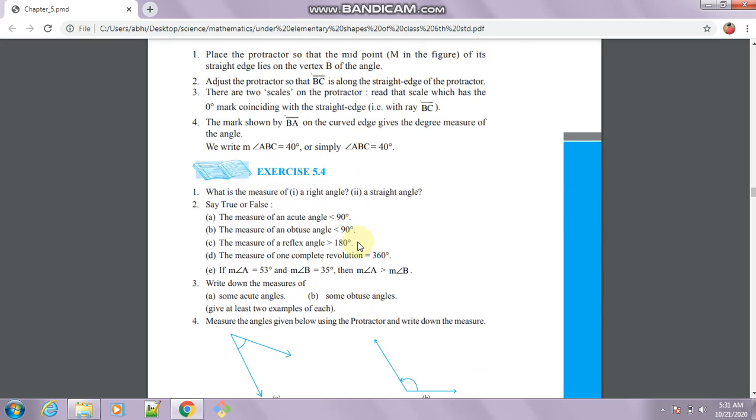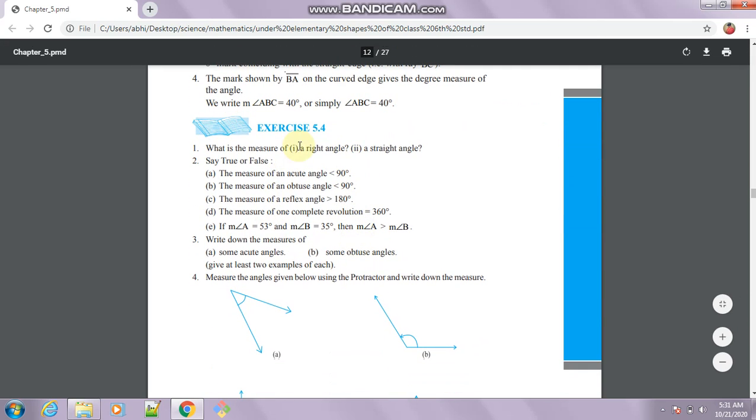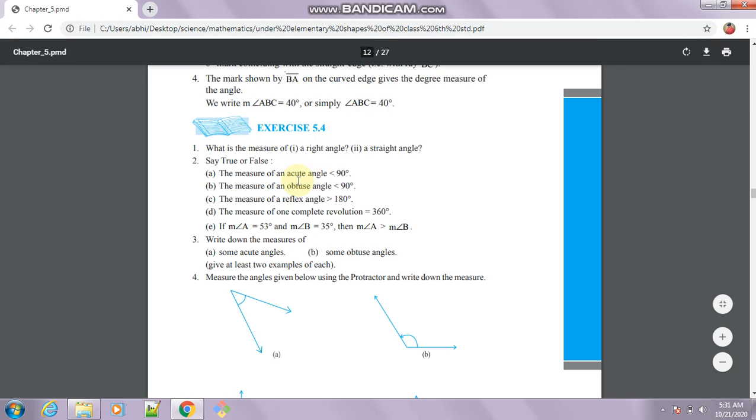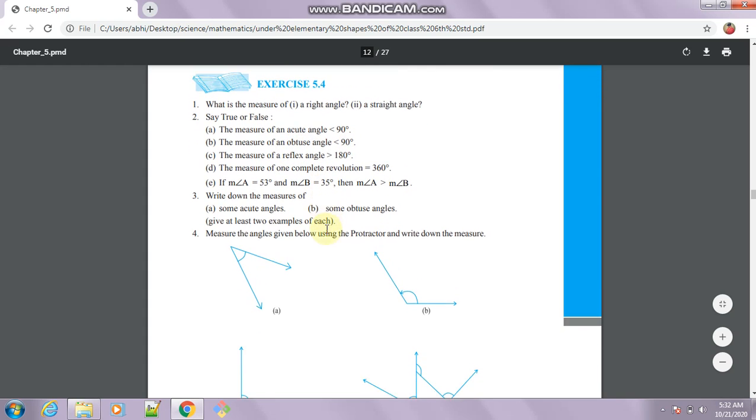Okay. Based on this, we have an exercise. What is the measure of right angle and straight angle? Right angle means how many degrees? Yes, it is 90 degrees. Straight angle means 180 degrees. Say true or false. The measure of an acute angle is less than 90 degrees. True. The measure of an obtuse angle is less than 90 degrees. False. That and all I'll be showing here for you people.